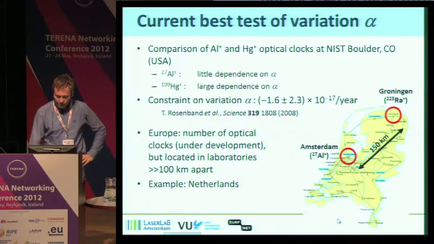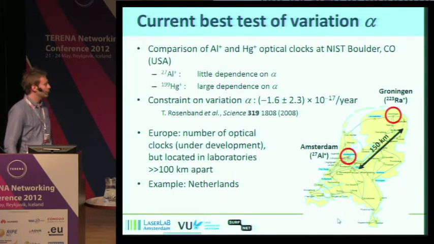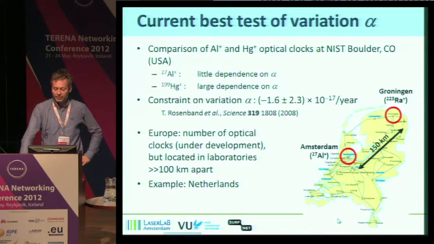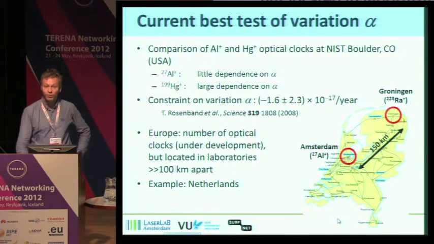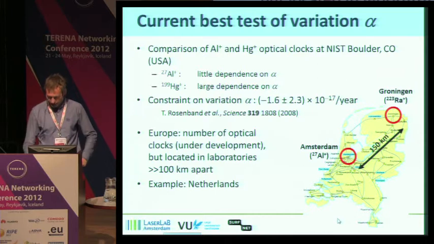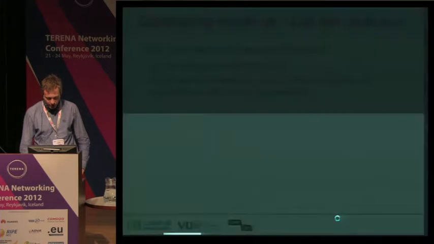For instance, in the Netherlands, we are building up an aluminum ion optical clock in Amsterdam, and in Groningen, they are building a radium optical clock, and we could do a similar test as my colleagues at NIST. But we have to compare these clocks over this 150 kilometer distance. So how to do this?